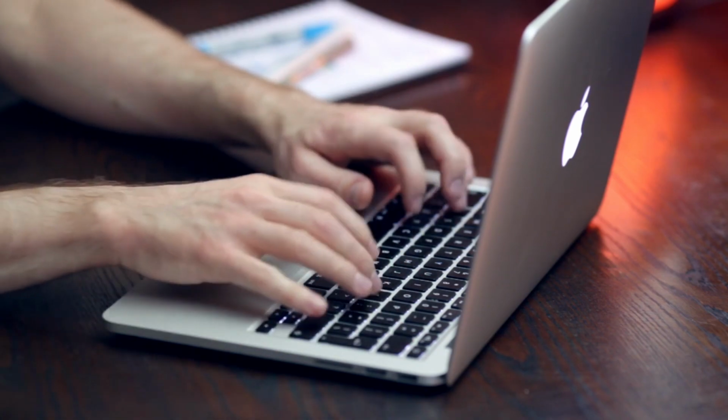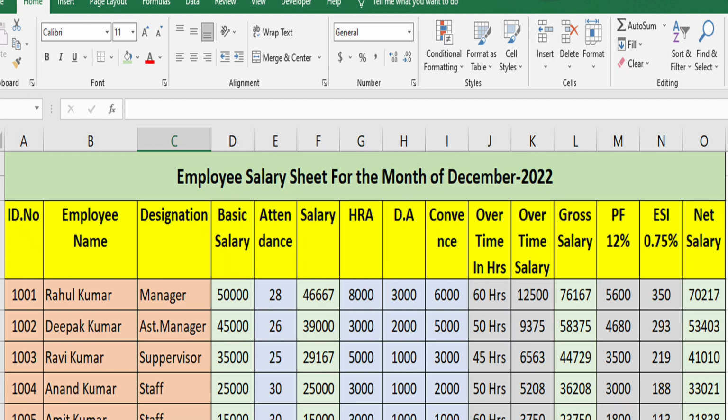In this video, we will create a proper salary sheet in Excel. We cover all the main topics related to the salary. Please make sure to watch this video till the end. Now, coming to the computer screen.